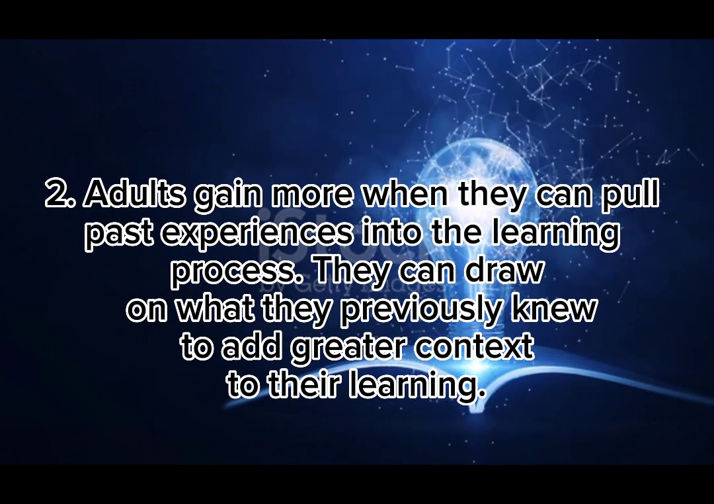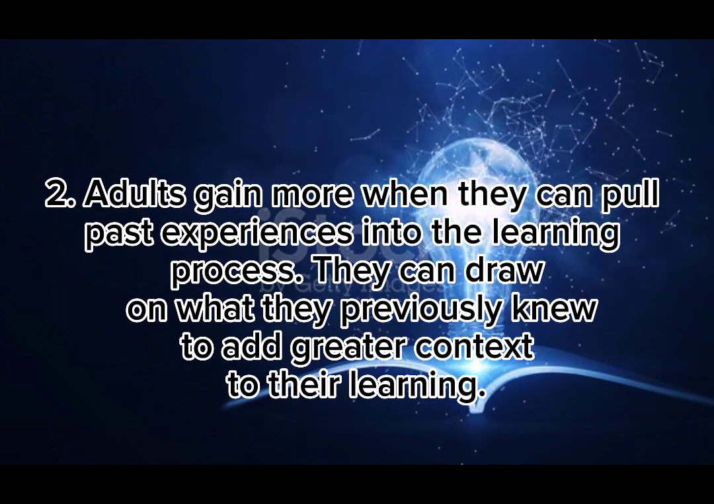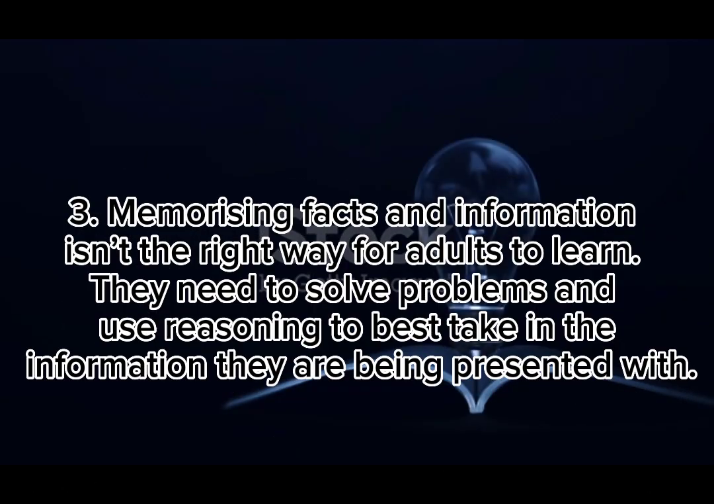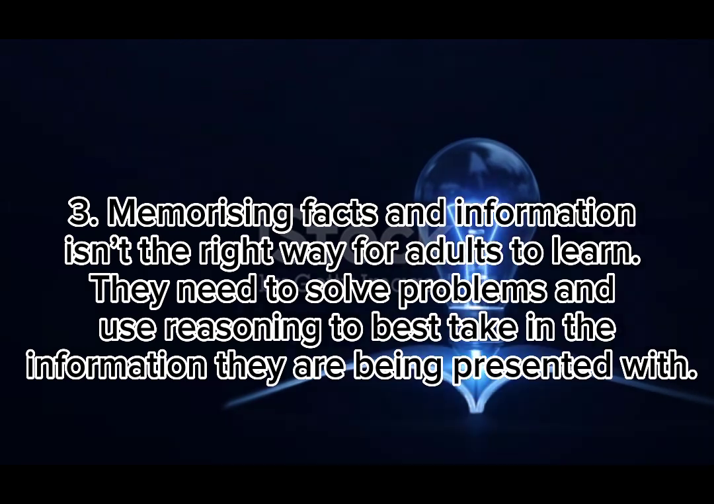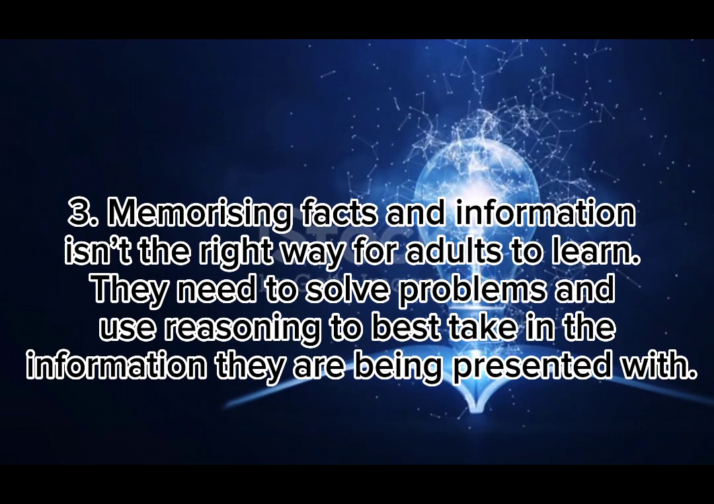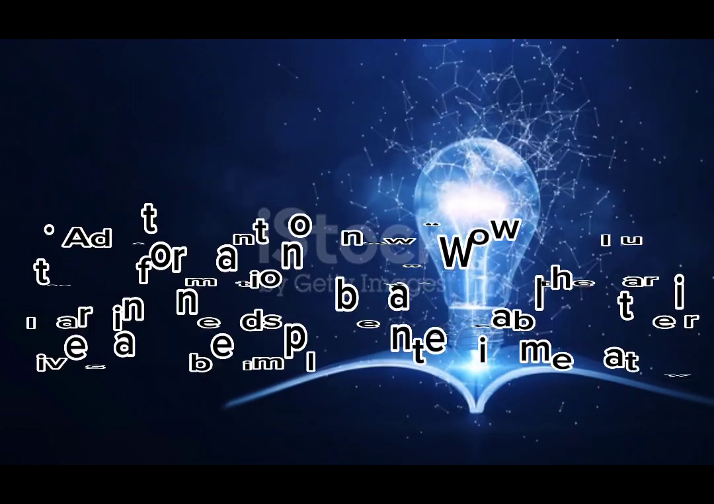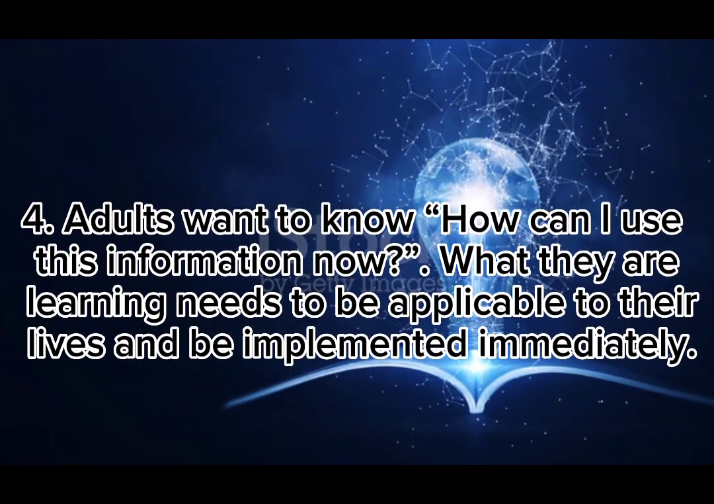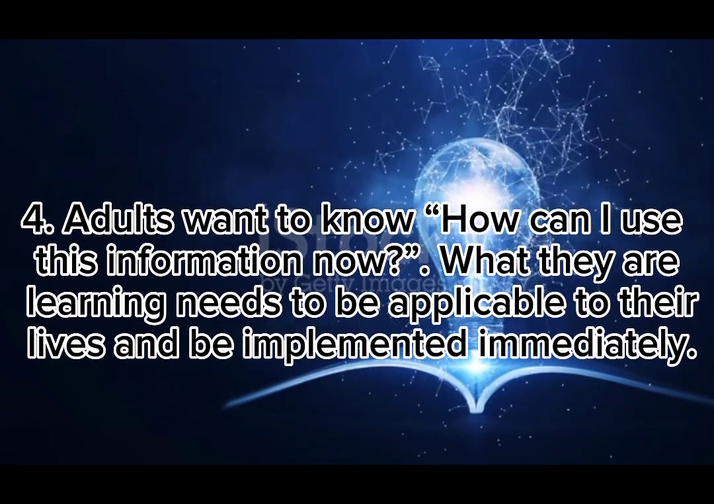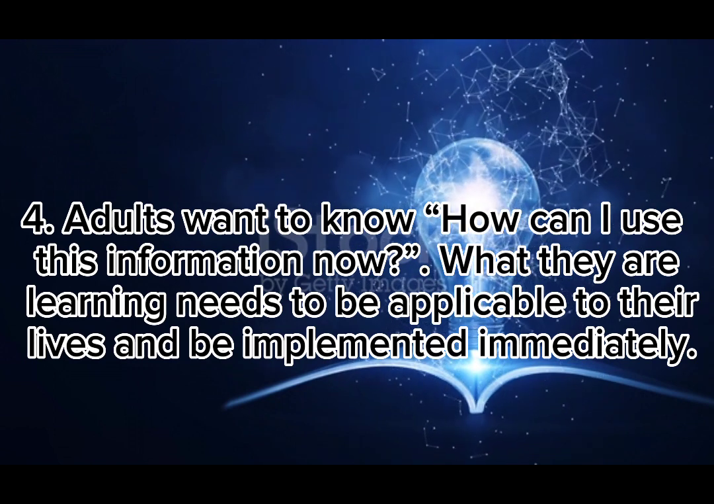They can draw on what they previously knew to add greater context to their learning. 3. Memorizing facts and information isn't the right way for adults to learn. They need to solve problems and use reasoning to best take in the information they are being presented with. 4. Adults want to know, how can I use this information now? What they are learning needs to be applicable to their lives and be implemented immediately.